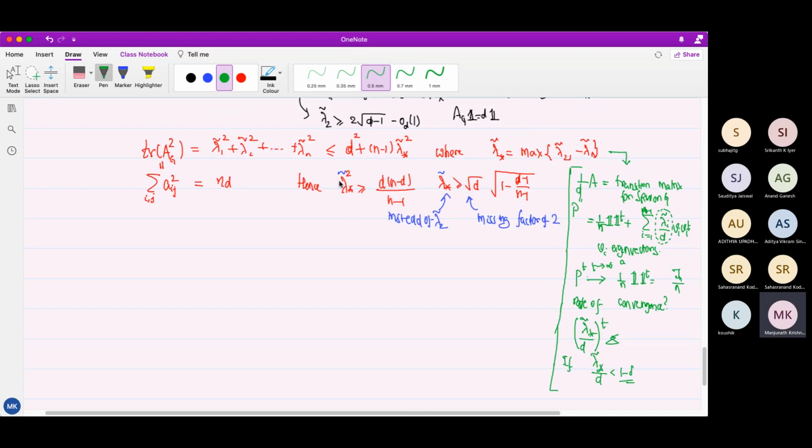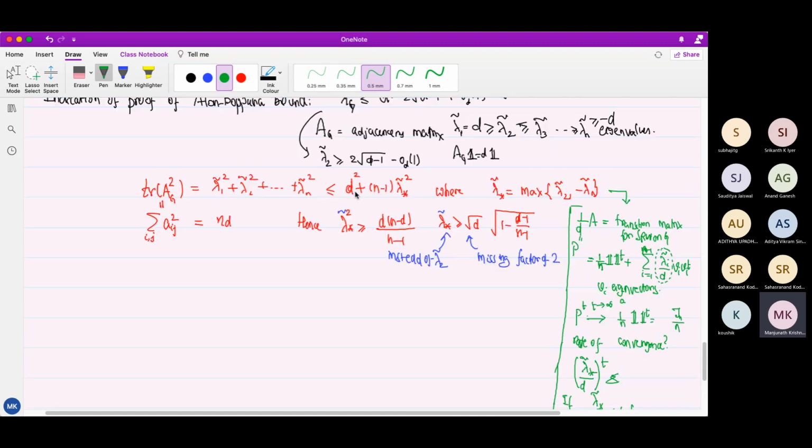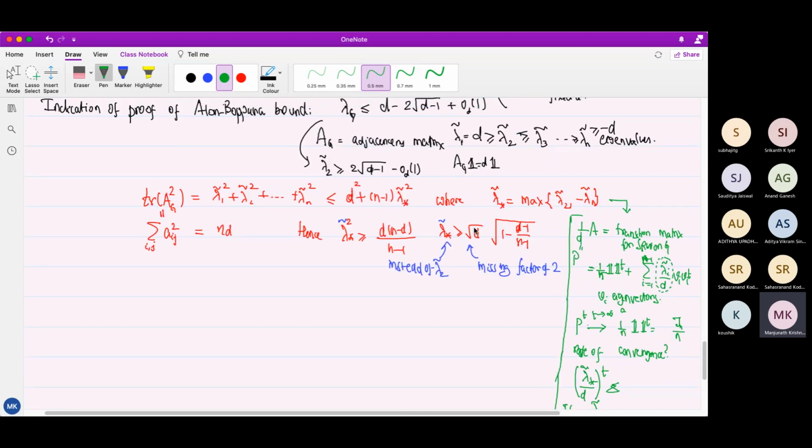So this lambda star tilde is actually an important quantity. Nevertheless, this is a weaker bound to d. Any questions here so far? Okay, so how do you improve it to 2 root d minus 1? You consider higher powers.